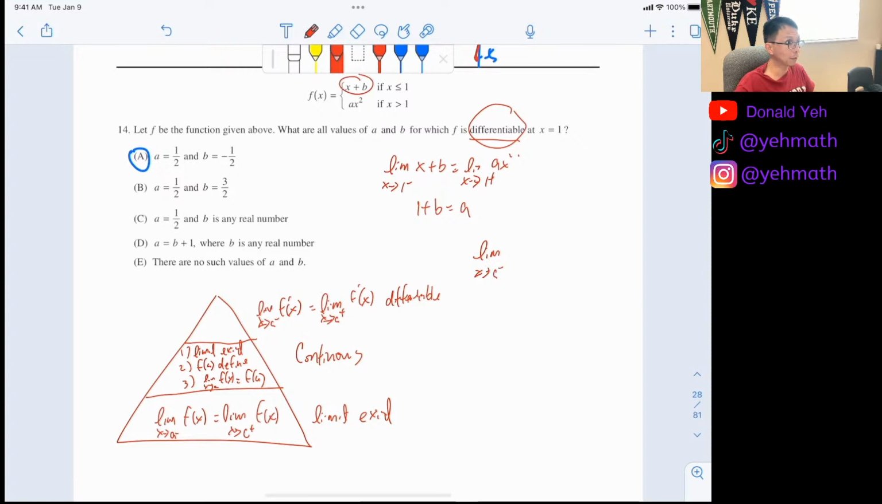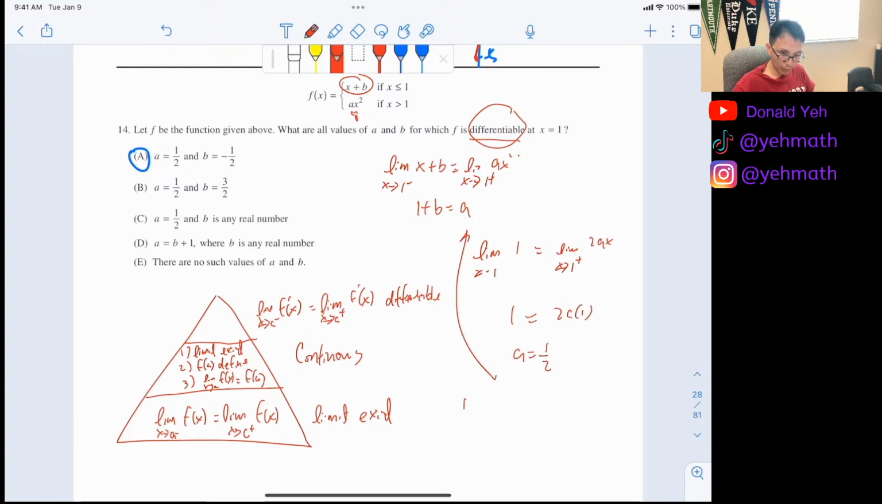Now I'm going to take a derivative of this. When you take a derivative of x plus b, it's going to just be 1. Why? X plus b, b is constant. So therefore, approach 1 of the function 1 is equal to limits x approach to 1 from the right of 2ax, because a again is a constant. So 2 is going to be placed in the front. So 1 equal to 2a times 1. So a must be equal to 1/2.